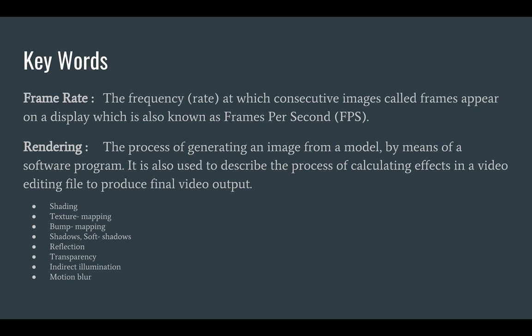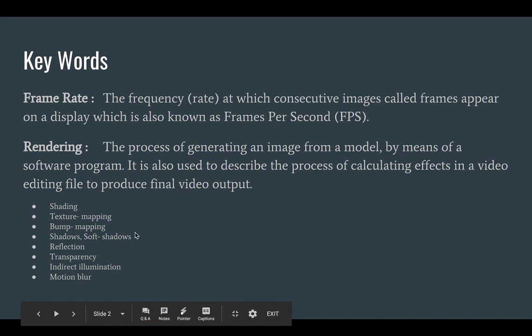cameras, and computer graphics. The second one is rendering. Rendering is a process of generating an image from a model by means of a software program. It is also used to describe the process of calculating effects in a video editing file to produce final video output. A rendered image can be understood in terms of a number of visible features. For instance, shading is how the color and brightness of a surface varies with lighting. There are a lot more, like reflection, transparency, and so on and so forth.